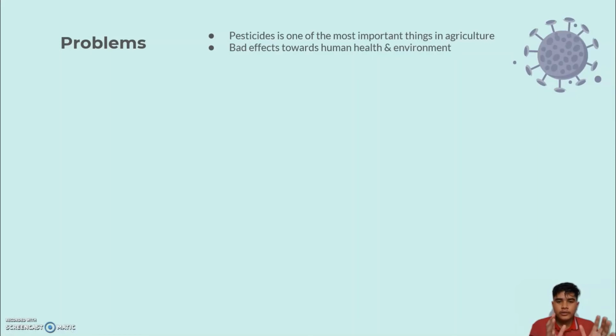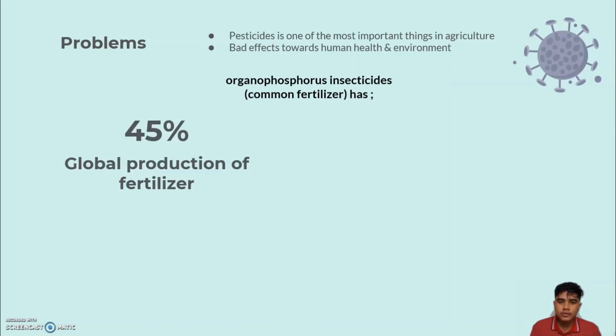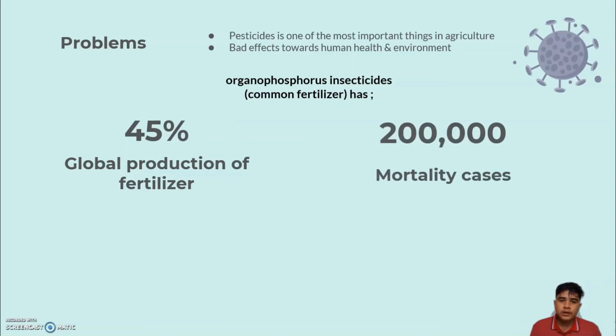Pesticide is one of the most crucial things in agriculture. However, this pesticide has caused a lot of disadvantages towards human health and environment. For instance, organophosphorus insecticide, which is the most common fertilizer being used nowadays with global production of about 45%, has caused 200,000 mortality cases due to the presence of organophosphate compound, which is very harmful towards human health.